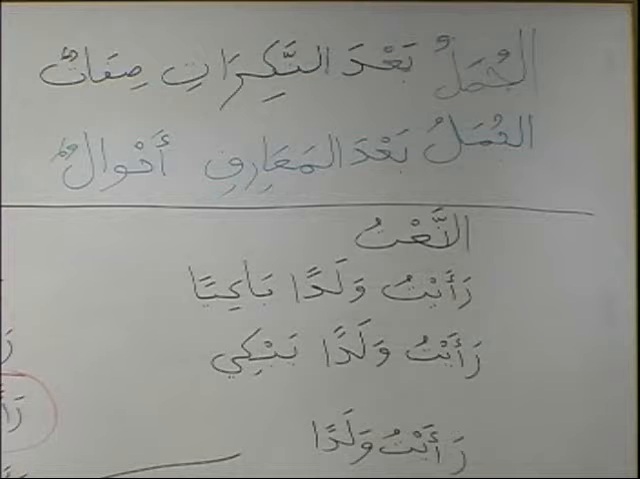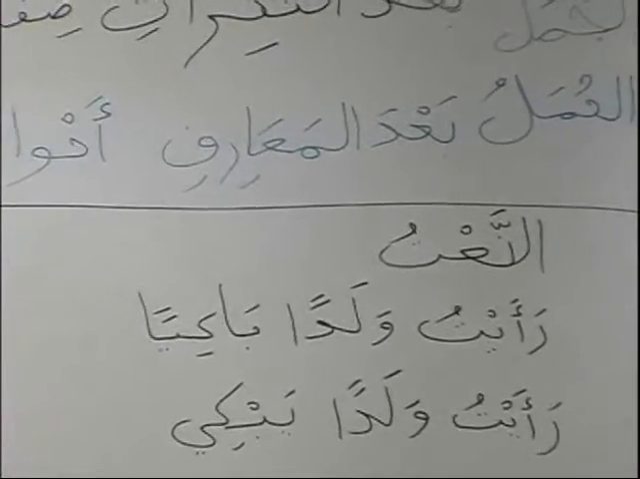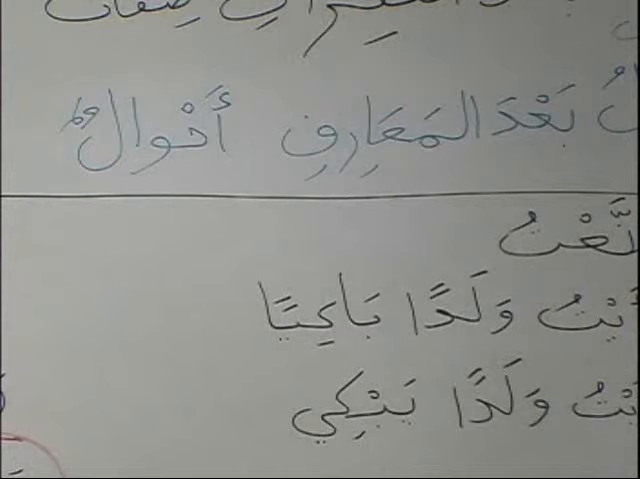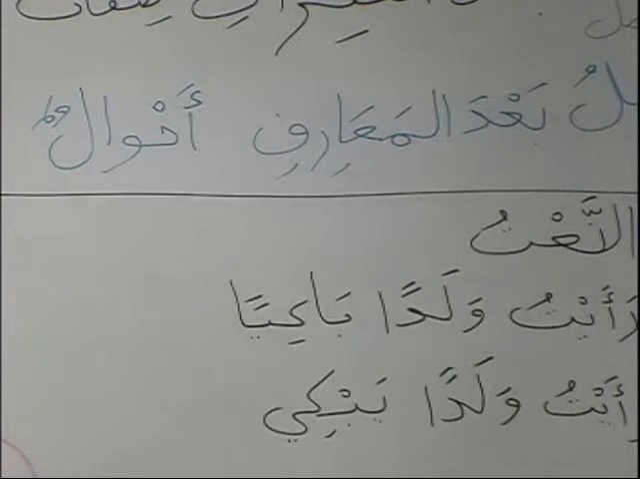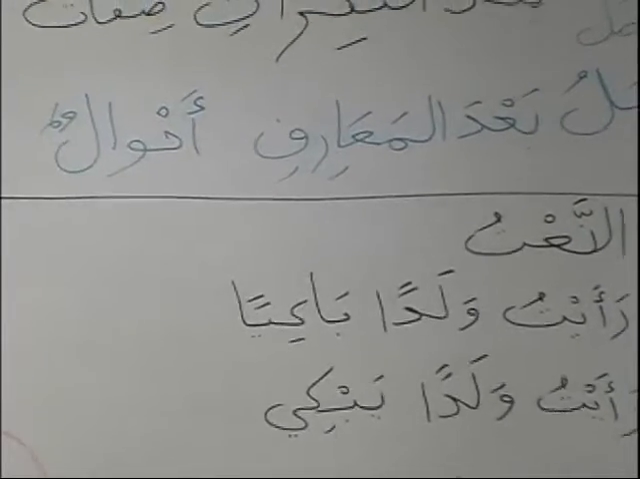And then Al-jumalu ba'dal ma'arifa. What is ma'arifa? Definite. What will that be? Ahwalun. What is ahwalun? Jama of hal. Got the idea, brother and sister? Inshallah. This thing you have to understand very well. Okay, brothers and sisters. Now I have written some sentences. I want you to pay attention.